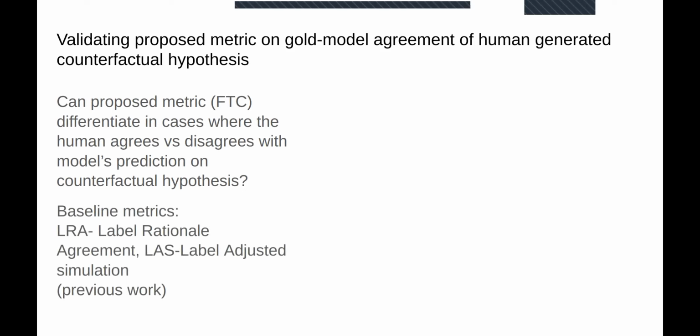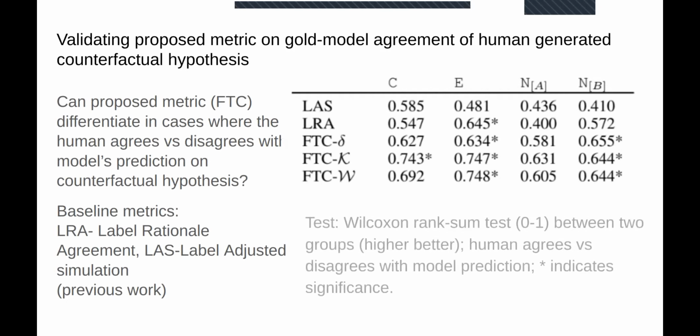And the baseline metrics we implement and compare against are LRA and LAS, which are some previous faithfulness measures. Just in quick summary, we are using a Wilcoxon rank sum test, which gives a score from 0 to 1 between two groups. The higher, the better. So the two groups are human agrees or doesn't agree with the model prediction, and a star indicates significance. So FTC is our metric, and we see that it mostly is significant in separating these two groups. Okay, I will skip the last experiment on sensitivity analysis and go straight to the conclusion.